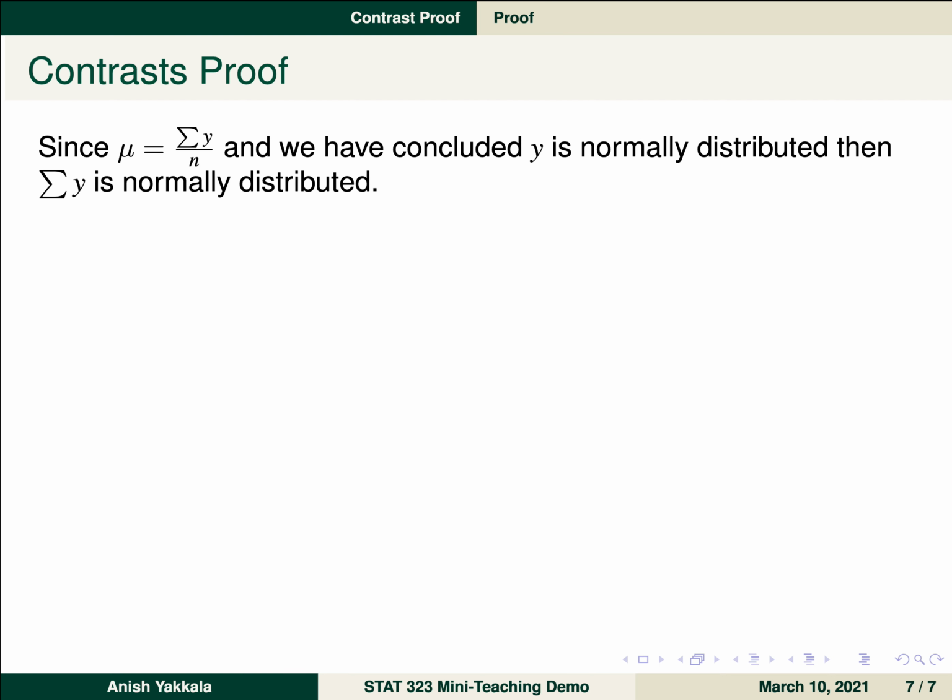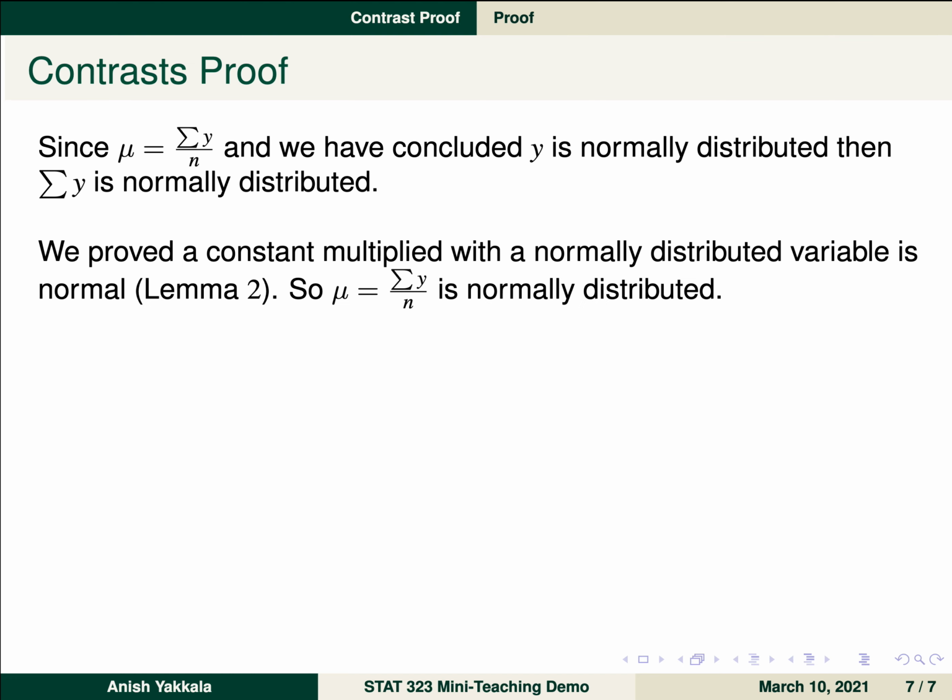Alright, let's start our proof. Well, since the sample mean is the sum of y divided by n, and we've concluded that y is normally distributed when our residuals are normally distributed, then the sum of y is normally distributed because we have already assumed the sum of normal variables is normal. Alright. And from our second lemma, we proved that a constant multiplied with a normally distributed variable is normal. Well, the mean is just the sum of y times a constant, that constant being 1 over n. So the mean is normally distributed.